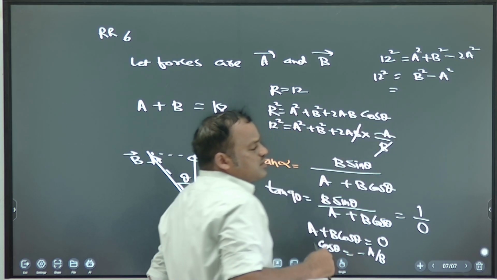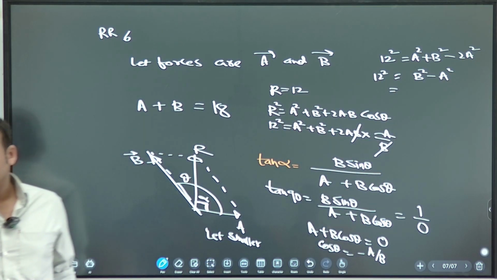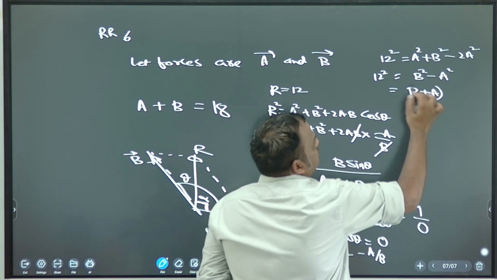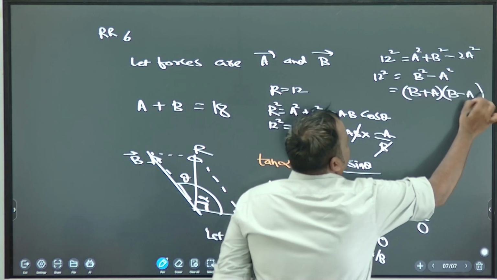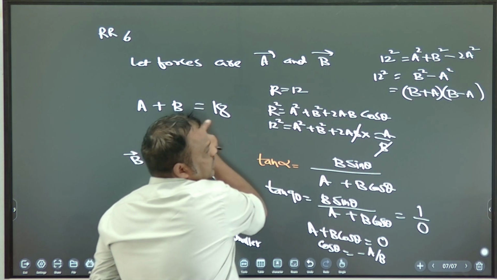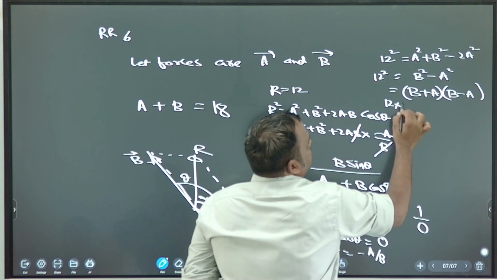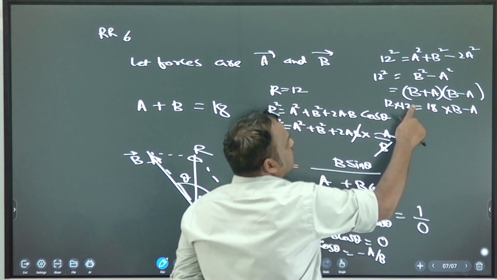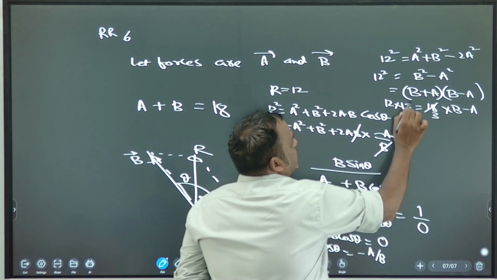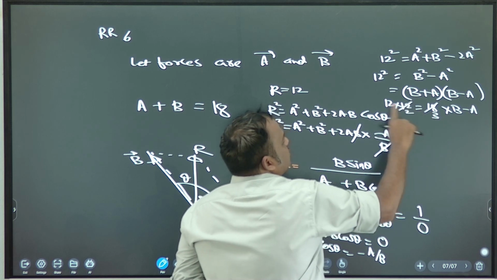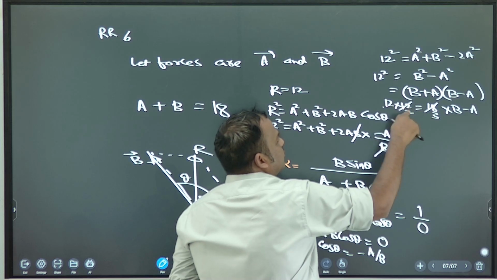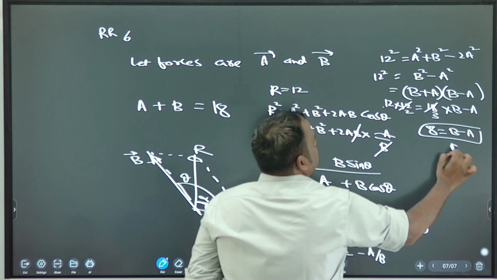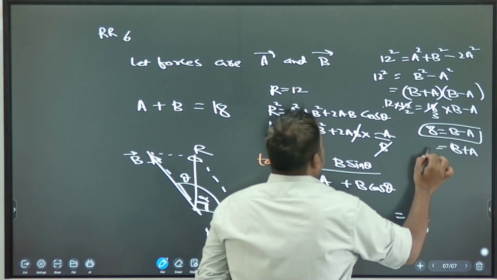Now B square minus A square, what is that? A plus B into A minus B. Good. So B plus A into B minus A. Now B plus A is given 18. So 12 into 12 is equal to 18 into B minus A. Now cancel by 6, 3 times, 2 times. This cancel by 3, 4 into 2. So 8 is equal to B minus A and B plus A is equal to 18.